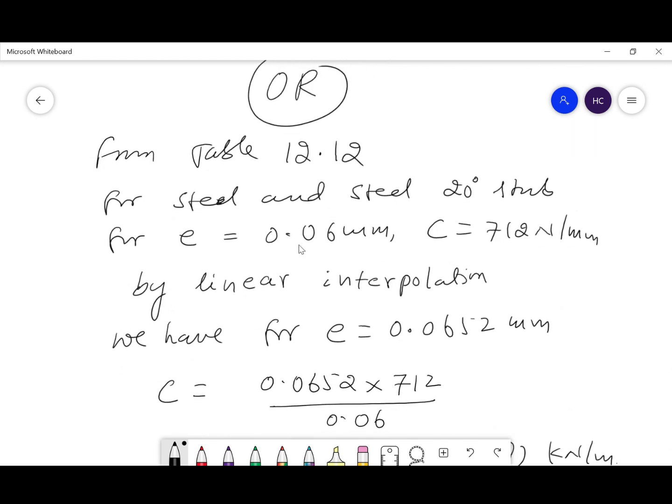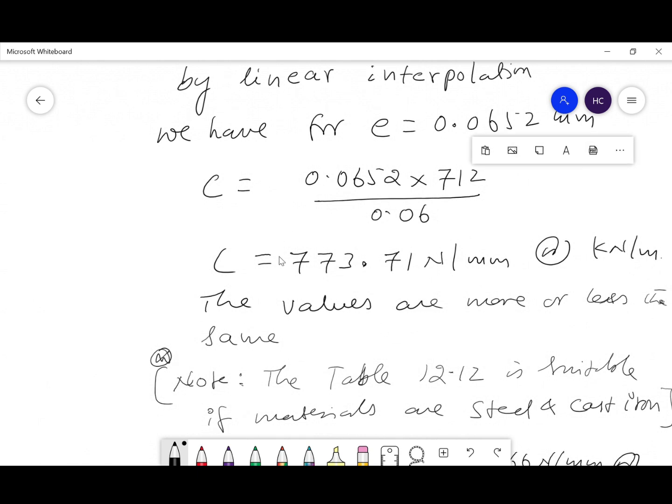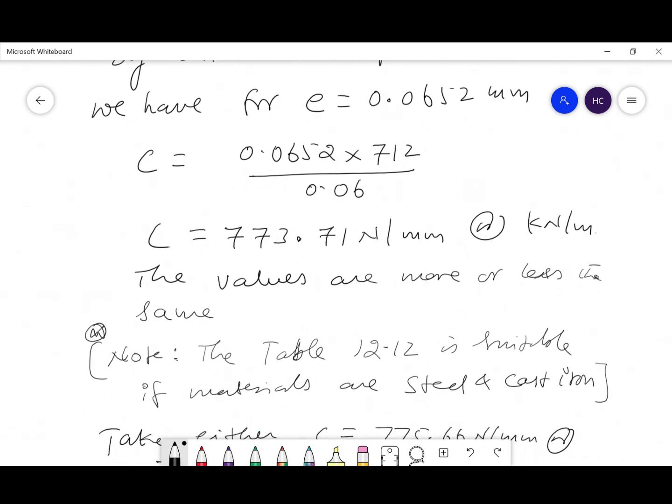So we don't have 0.052 in the table, that's why we need to interpolate. For error 0.06 mm, we have C value is 712 Newton per millimeter, and for error 0.0652 mm, we need to find out C value. So by linear interpolation, we obtain 773.71 Newton per millimeter. If you compare those two, the values are more or less the same.